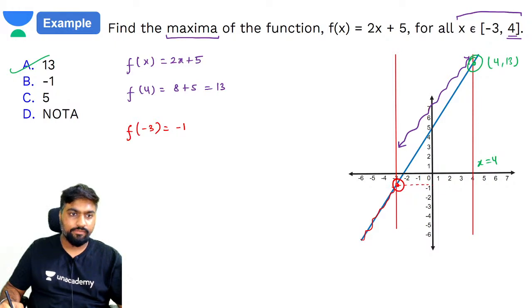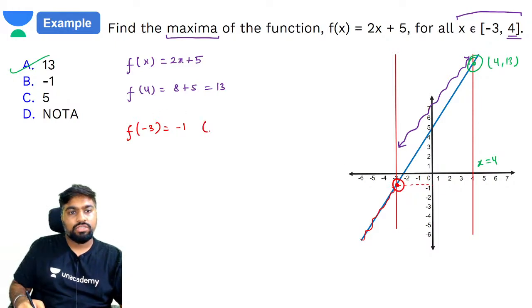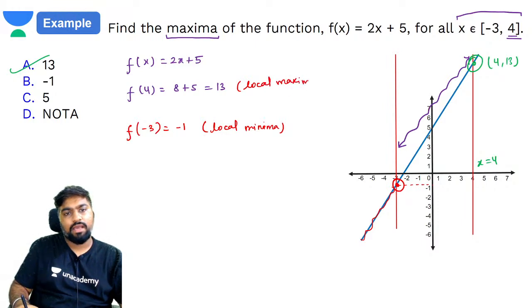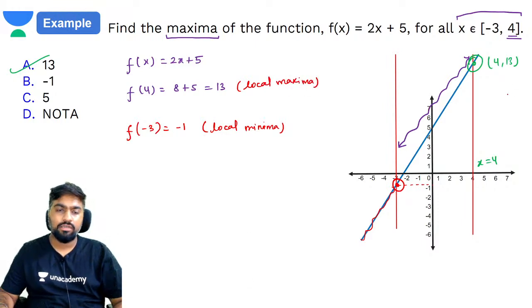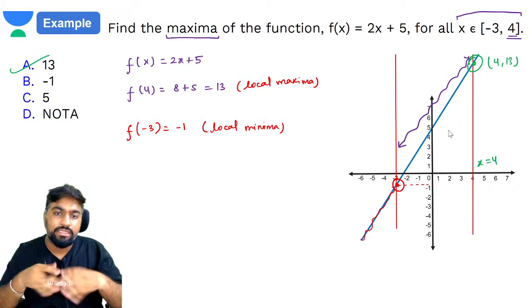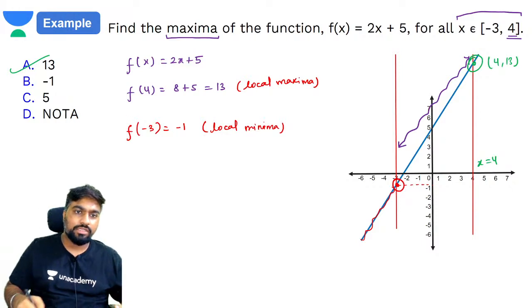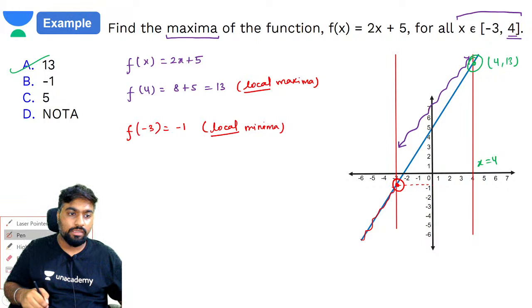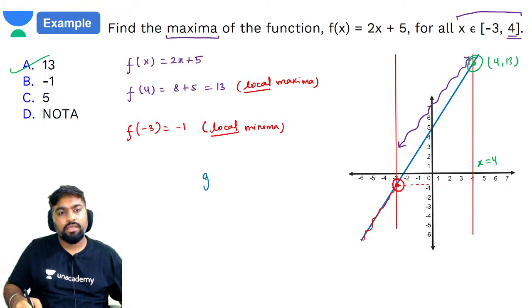Understood? So this is called your local minima, and this is called your local maxima. That means you can't find the maximum value of the entire function or the minimum value of the entire function without the limits given. Understood? Now you understand the difference between local and global. What do you mean by a global maxima or minima?